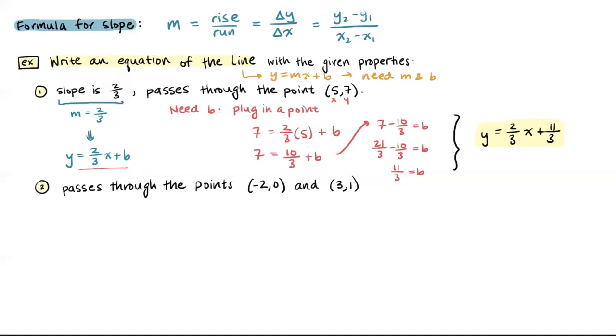Example number 2 is a little bit different. We have 2 points, and we want to find the line that goes through those 2 points. So here we are not given the slope, but that's okay because we can find it using one of these cool formulas. Once we do that, we will be able to find b in the same way we did before, and then we'll be all set. So let's find the slope first. Let's find the value of m.